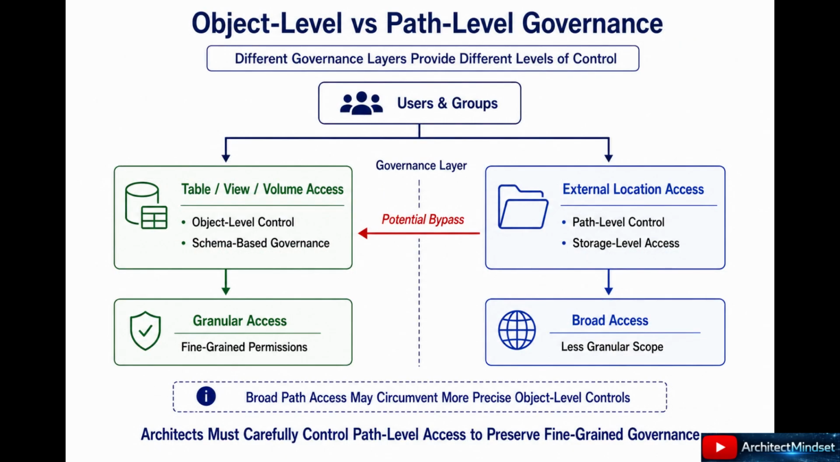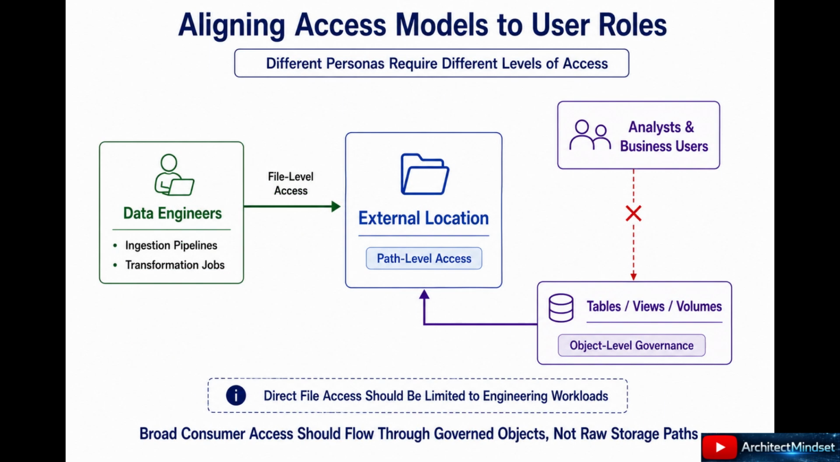For technical architects, the distinction is even more important. Table access is object-level governance. External location access is path-level governance. So if you grant broad path-level privileges, you may bypass the more precise control that exists at the table, view, or volume level. That is why a mature design should minimize direct file access for broad consumer groups. Data engineers may need file-level access for ingestion and transformation pipelines. Analysts and business users should usually consume data through governed tables, views, or volumes rather than raw external locations.